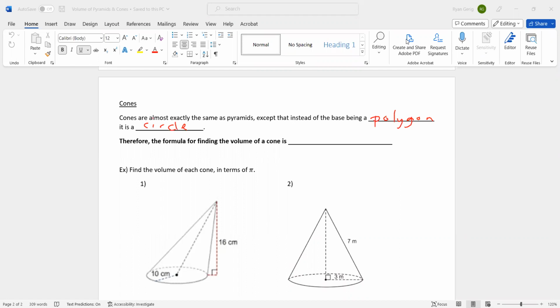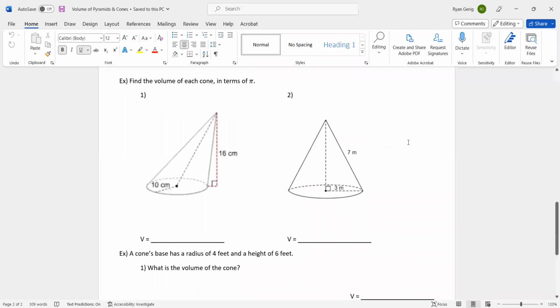Therefore, the formula for finding the volume of a cone is, don't forget the 1/3, area of the base, pi r squared, times the height. That's it. So number 1, scroll down a little bit here. Number 1, we just need the radius and the height again. So the radius is 10, the height is 16.